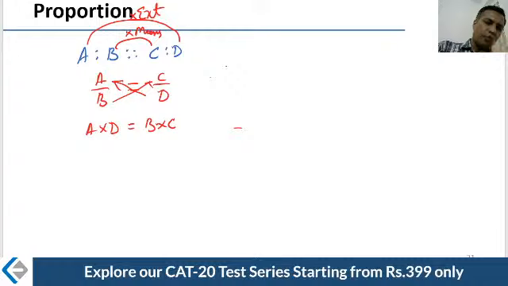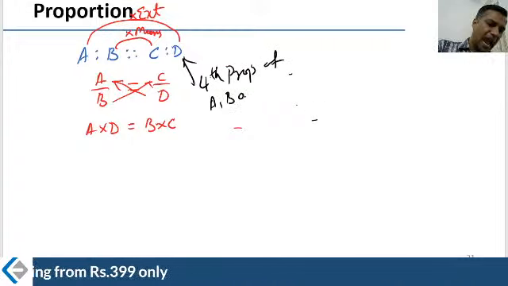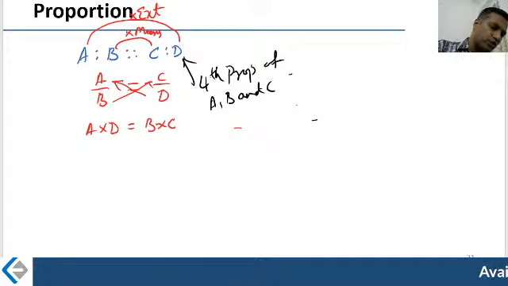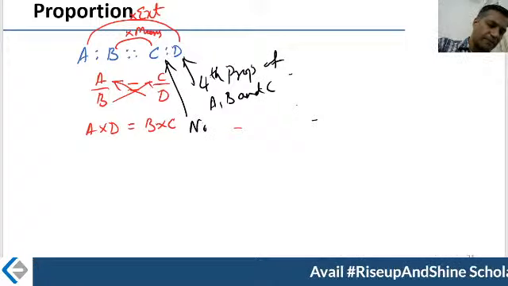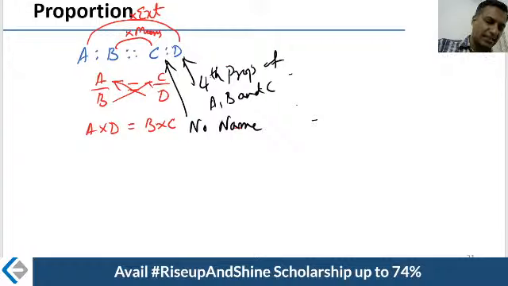That's number one. Now this D is also called the fourth proportion of A, B, and C. That's how we name it. What about C? Does C have a name? No name, friends. In this case, C has no name. Only D has the name. That is called the fourth proportion of A, B, and C.